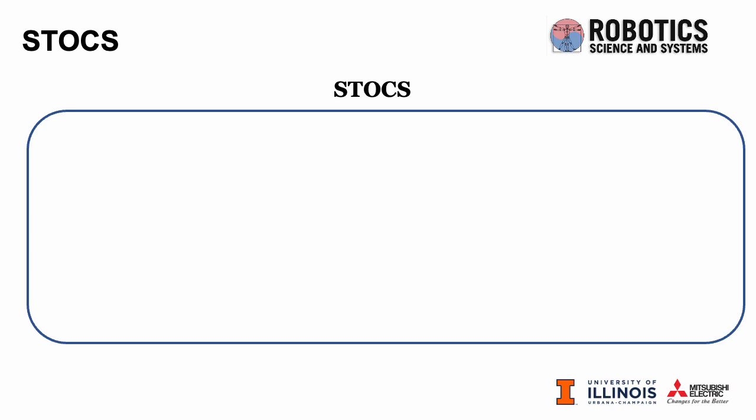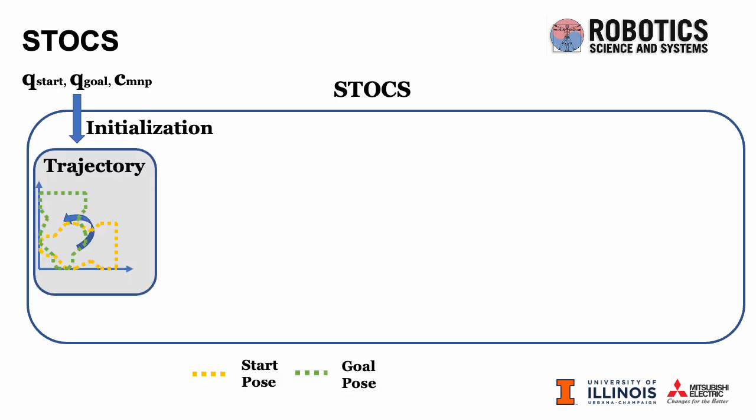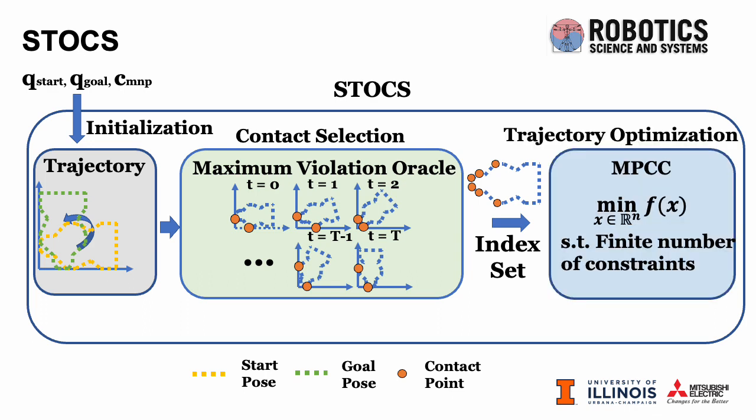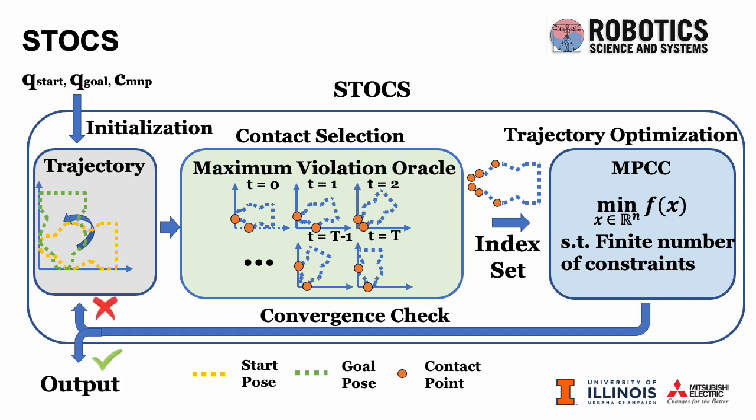Here is the workflow of STOCS. Given the start and goal pose of an arbitrary shaped geometry, and specifying the manipulator contact mode as the input, first, a trajectory is initialized by either interpolating between the start and goal pose or setting everything at the start pose. Then the contact selection module uses a maximum violation oracle to select active contact points along the trajectory. A finite number of points on the surface of the object is selected as the index set, and then an MPCC problem is instantiated on this index set to solve for a new trajectory. The algorithm will loop through these steps until the solution converges.